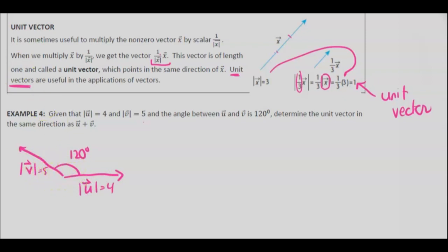Okay, so if we did u plus v, what we would be doing is we would be picking up v and putting it here. Okay, so let's do that. Let's go. Vector u, which we know is 4 units, plus vector v, which we know is 5 units. Okay, because we want to go tail to tip, tail to tip. Okay, and then this is going to be our resultant.